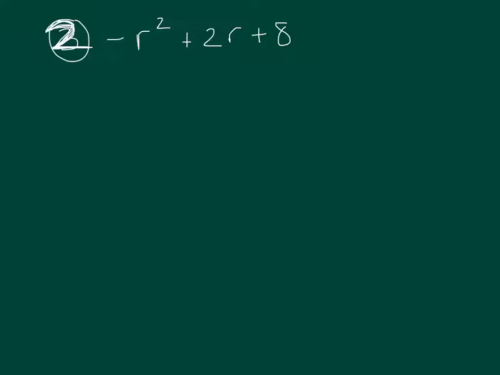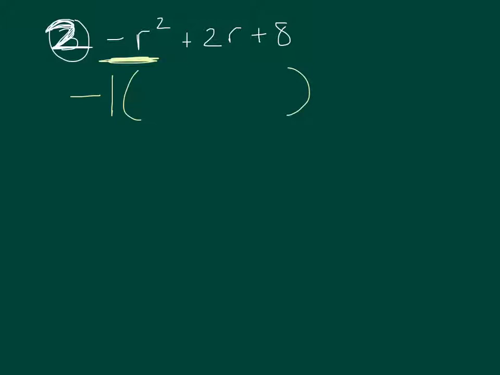Number 2, negative r to the second plus 2r plus 8. So what do these all have in common? They don't really have anything in common because you can't take a 2 out of that first one. Well, if you look, this first term right here is negative. I can't have my first term being negative. So if it is, I have to divide everything by a negative 1. So I'm going to divide by a negative 1.